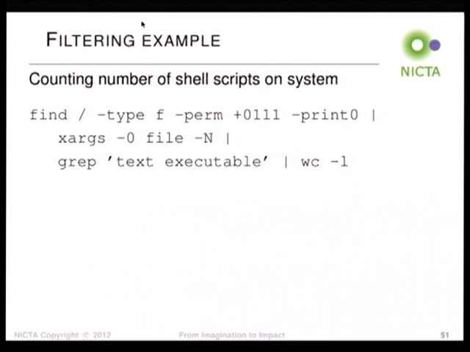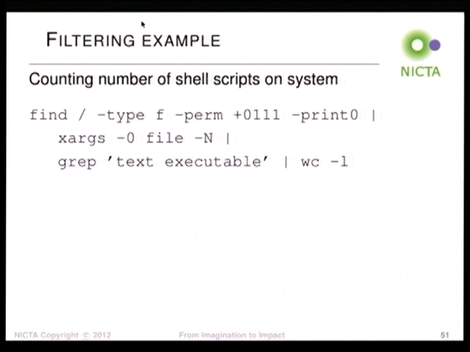Let's say we want to count the number of shell scripts on a system. Xargs is your friend. What this does, find is your universal way of finding files. We're going to start at the root directory, look for all ordinary files that have got at least one execute bit set, and print their names separated by the null character. We then use xargs. Xargs turns its standard input into a list of arguments, which you can then put to the file command.